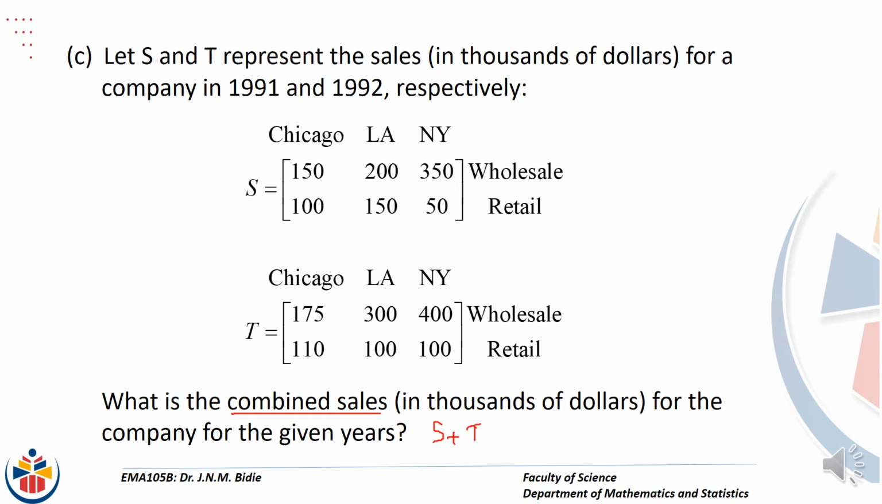And we realize that both matrices are 2 by 3 matrices. So therefore, we can add them. So can you work it out and see if we are going to be able to get the correct answers?